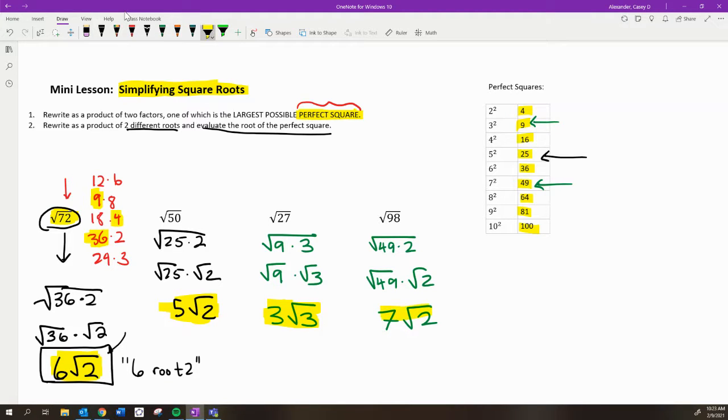This is just an important skill that you need, both when you get to Algebra 2, but also for the next video, lesson 6.3, which is about special right triangles, which you should go on to watch next.